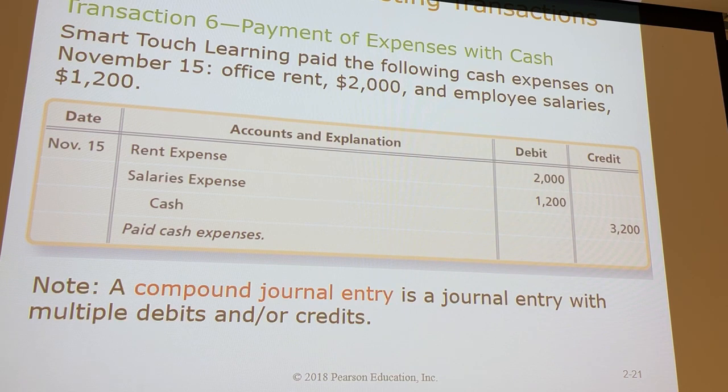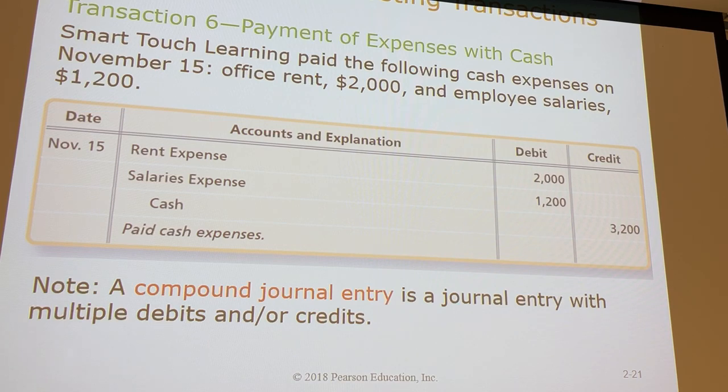Cash is an asset account. Asset accounts go down with a credit, so that's why we're crediting cash. Now notice that with this journal entry, we had two different accounts that we debit. Therefore, this journal entry is what we would call a compound journal entry. A compound journal entry has two or more debits, or two or more credits, or two or more of both. And in this example, it's perfectly acceptable to have two debits and only one credit.